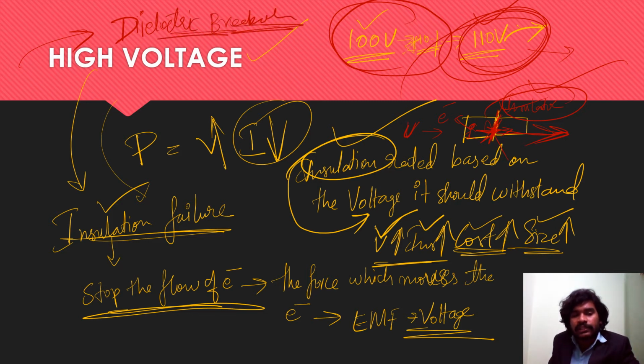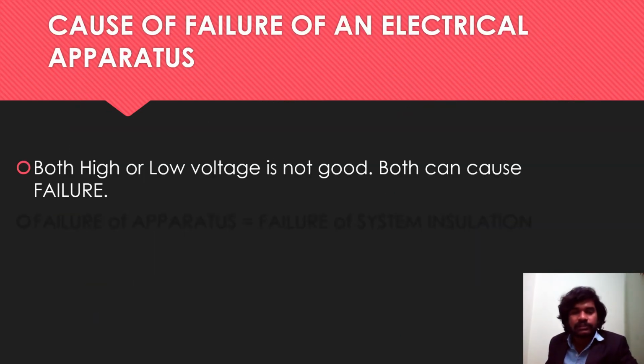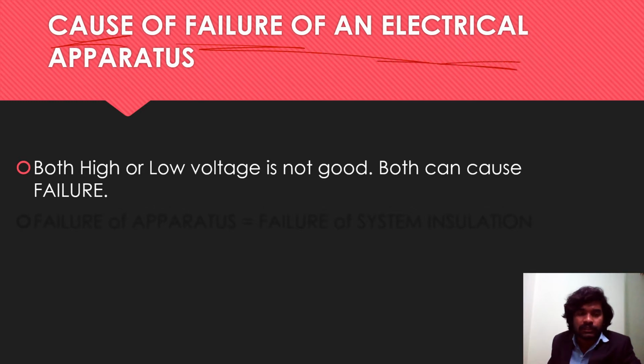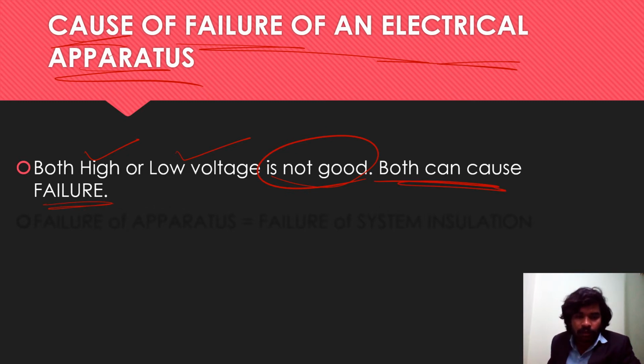So here also again insulation will fail. If insulation fails, again current will start leaking, high currents might enter into the system, and again all the nonsense will take place. Now what is the cause of failure of an electrical apparatus? My answer is both high voltage and low voltage. Both are the causes of failure of any electrical apparatus. It's not good. Both can cause failure.